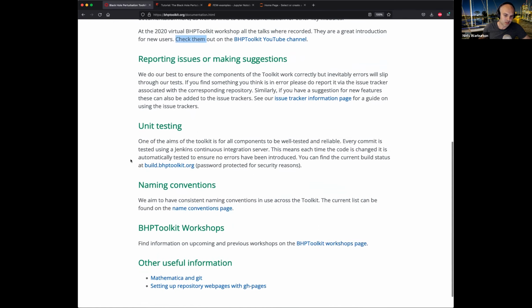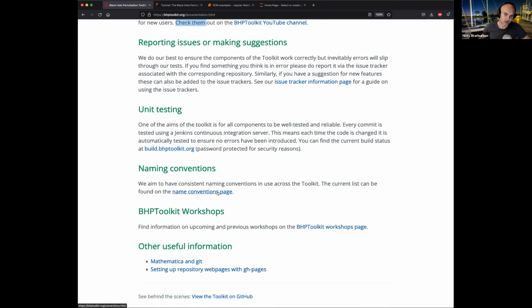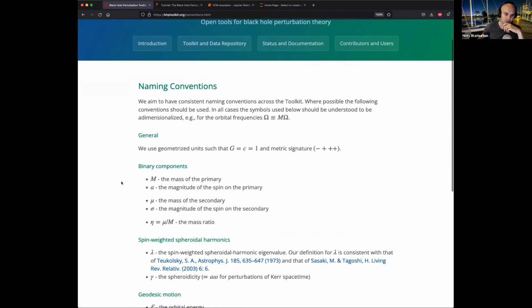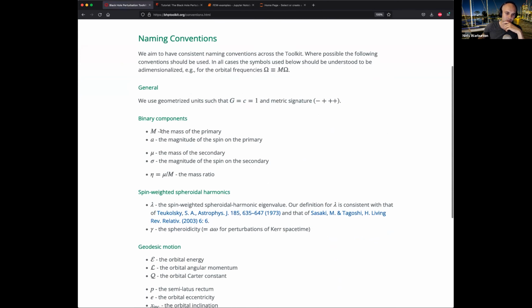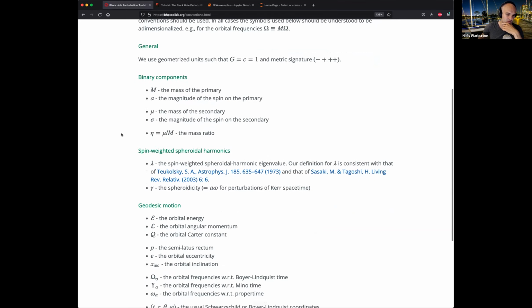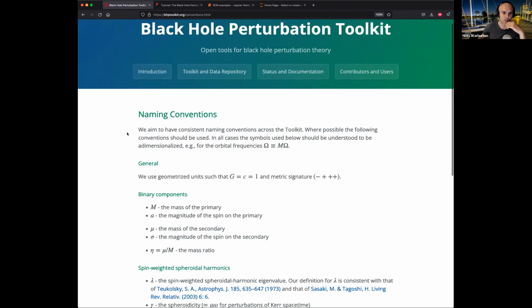And finally, on this page, if you're ever curious about naming conventions, we try to be consistent across the toolkit. The toolkit is made up of many individual packages. They don't necessarily interact, but we do try to be consistent, and we have a selection of naming conventions. So for instance, we always work with geometrized units. This is the metric signature we always use. In general, we will refer to the mass of the primary by big M, the spin of the primary by little a, and so on, and everything is dimensionless. Those are some useful things, and we'll see some of that as we go along.